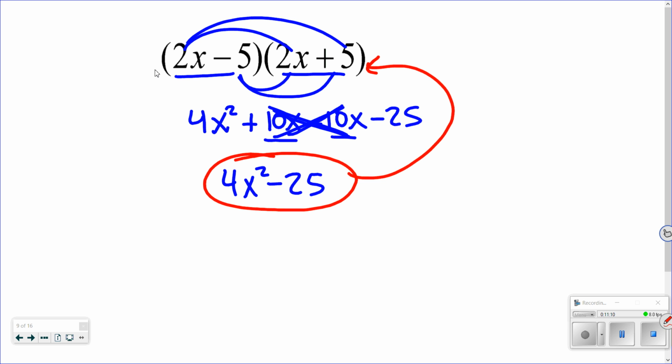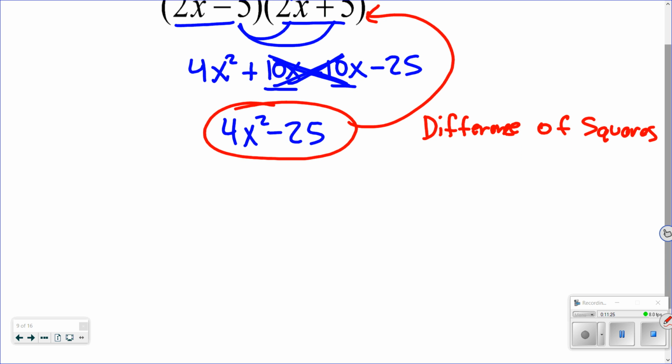These type of problems are called the difference of squares. So when you go to do difference of squares, if you have something squared minus something squared, if it fits that pattern, to factor it, all you do is take the first thing, A, and the second thing being squared, the B.